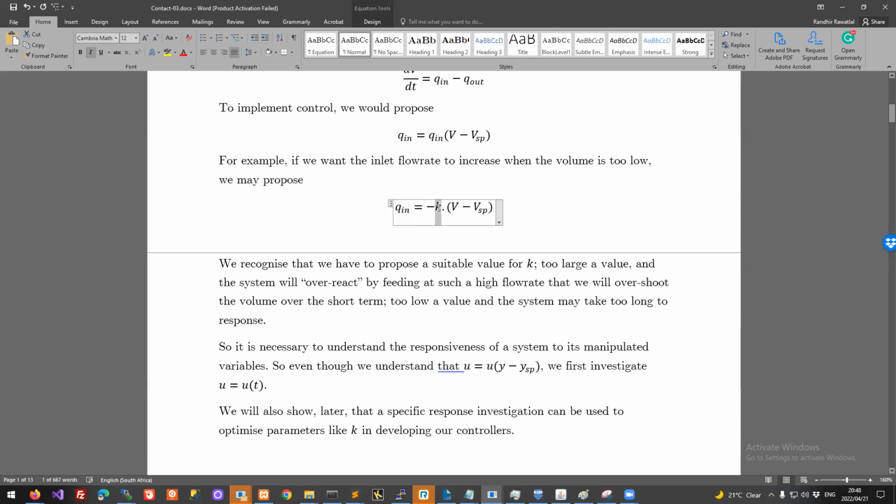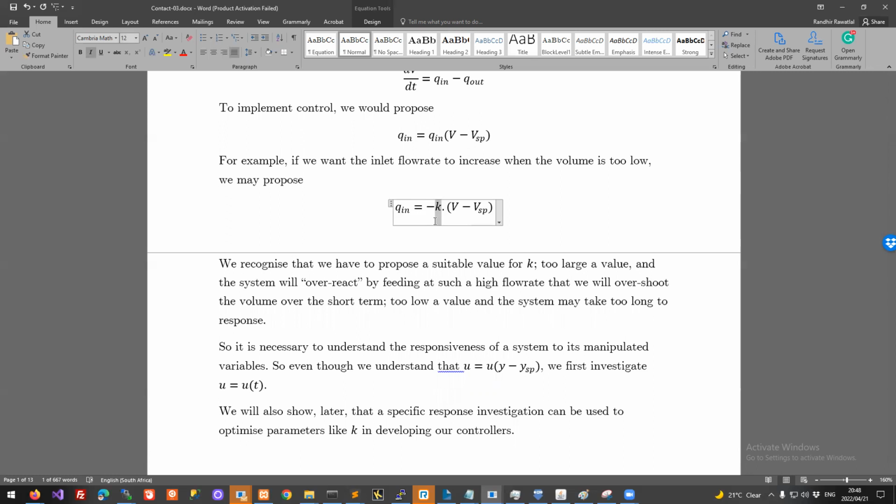On the other hand, if we use a very low value for k, then it might take us forever to reach the set point. So there's some optimization to be done. We want a high enough value to get quick control action, but it mustn't be so high that we overreact every time. So we can see there's a fair bit of work to do to get that k value.